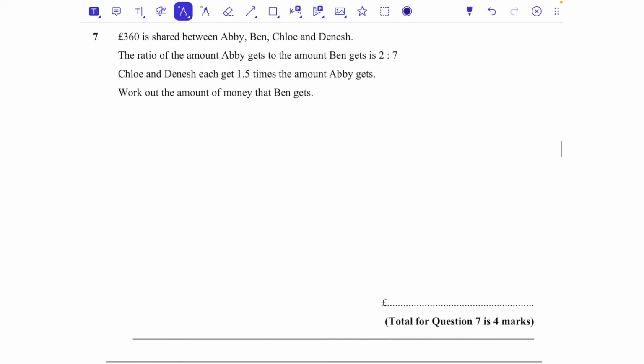Question number 7. £360 is shared between Abby, Ben, Chloe and Dinesh. The ratio of the amount Abby gets to the amount Ben gets is 2 to 7.